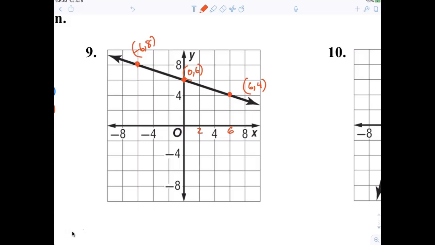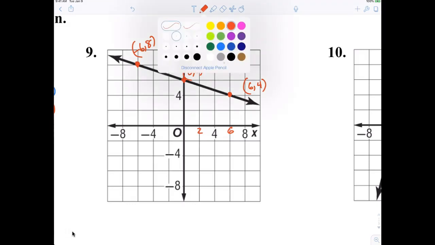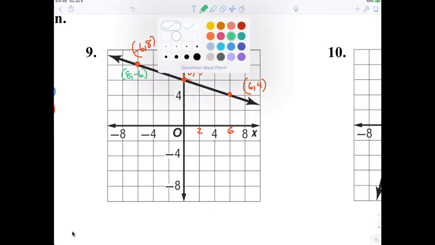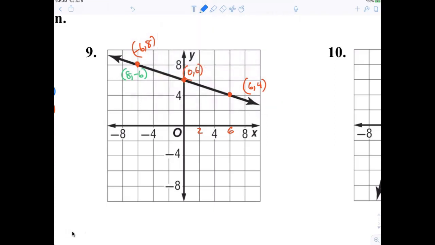All right. So now what we're going to do is the inverse. And so the inverse becomes 8, negative 6. It's kind of hard to see. And then 6, 0. And then 4, 6. Does everybody see that?